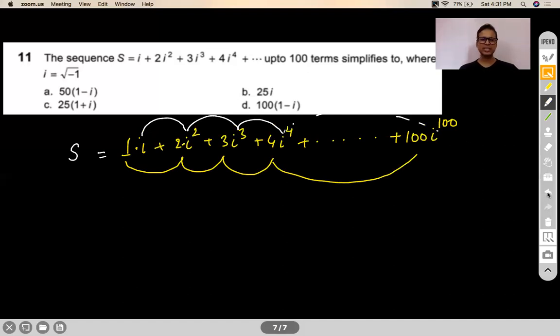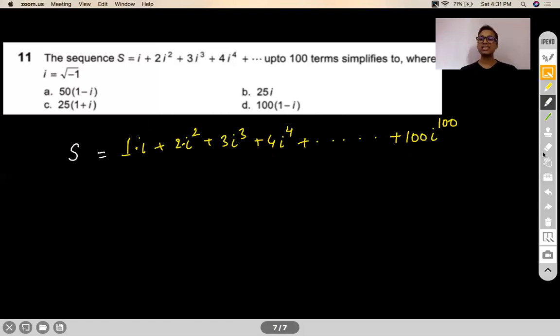i, i square, i cube, i to the power 4, till i to the power 100. Okay. So when a series shows both types of characteristic, we call those an arithmetico-geometric series, or arithmetico-geometric progression if you don't write a plus in between. So how do we solve such kind of series?